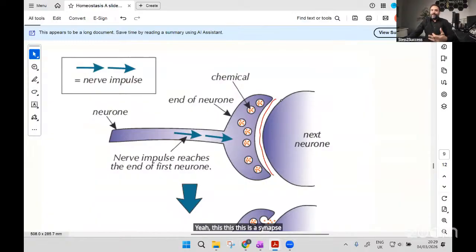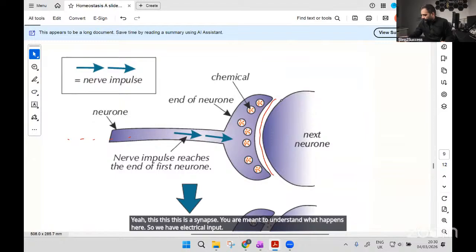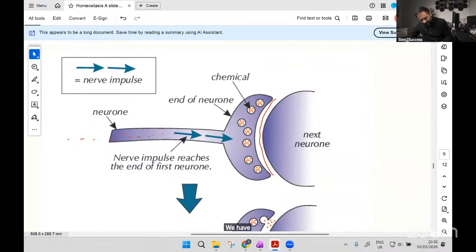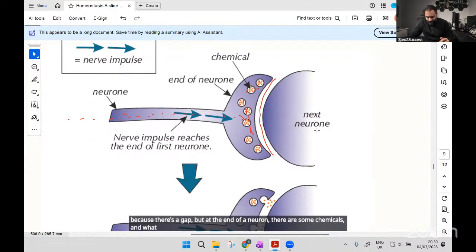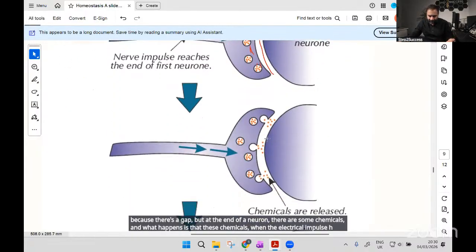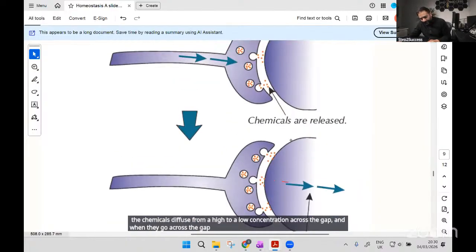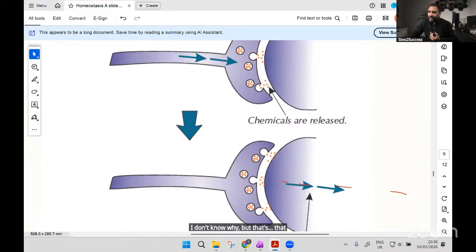You are meant to understand what happens here. We have electrical impulses that get to here. Now, they'd have nowhere to go because there's a gap. But at the end of a neuron, there are some chemicals. When the electrical impulse hits them, the chemicals diffuse from a high to a low concentration across the gap. And when they go across the gap, they trigger another impulse, and so it continues. So it doesn't stop.